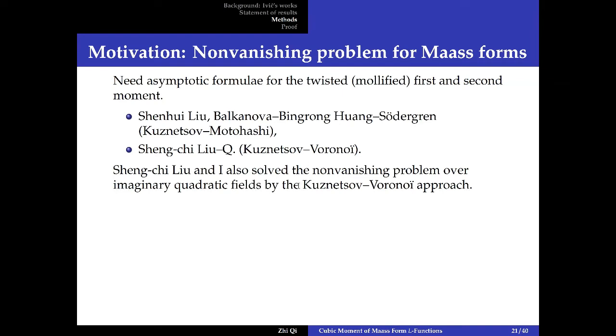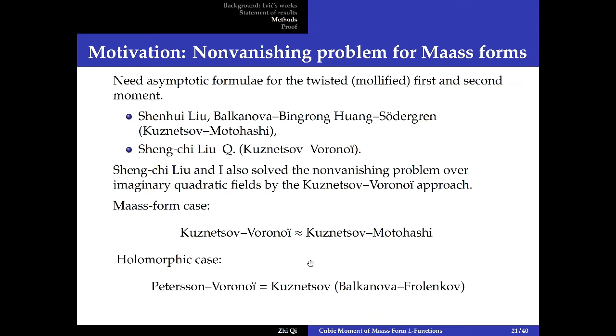And also me and Shenghao Liu, we used the Kuznetsov-Voronoi. We had essentially the same kind of asymptotic formula. And one thing that we had is actually we were considering the non-vanishing problem over imaginary quadratic fields. So, but in that case, we do not really have a Kuznetsov-Motohashi formula. So that's why we chose this Kuznetsov-Voronoi approach. And in the Maass-form case, like I said, we essentially obtained the same kind of asymptotic.